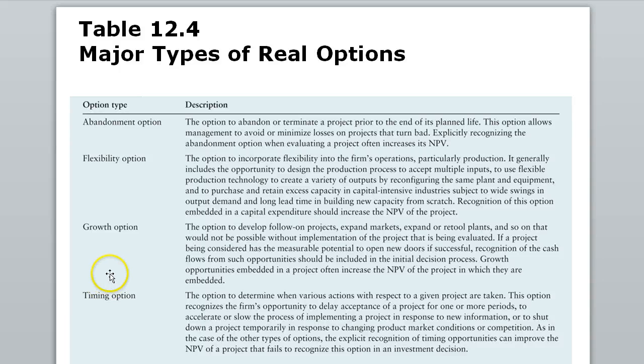And then also timing option. This option recognizes the firm's opportunity to delay the acceptance of a project for one or more periods, to accelerate the process or slow down the process based on new information, or shut down the project temporarily without extreme costs. So timing options, having the ability to time your investment, is also another real option.